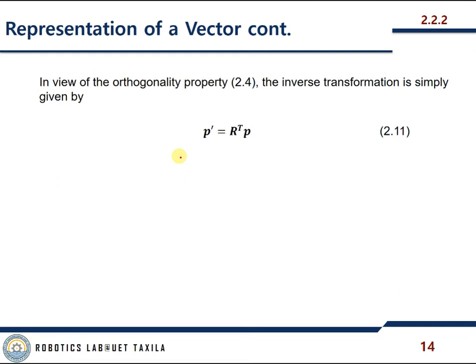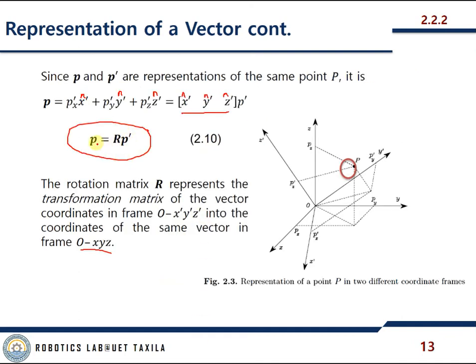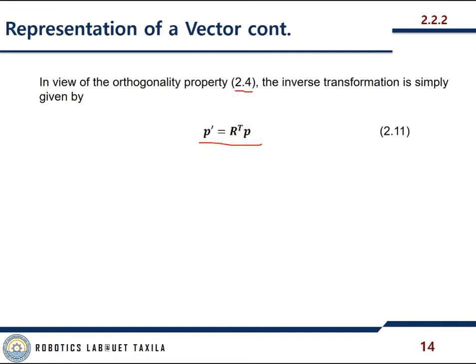Okay, in view of the orthogonality property 2.4, the inverse transformation is simply given by this one. So if you want to go from this frame to this frame, I mean, if you have a P position and you have the rotation matrix and you want to calculate this P bar, which is the position of the point P with respect to the x bar, y bar, z bar frame, you just need to take the transpose. This is a very important property, and that would save you a lot of time in computation.